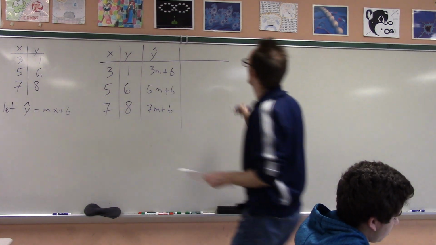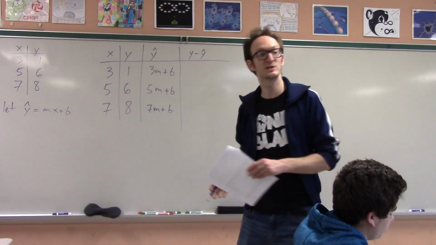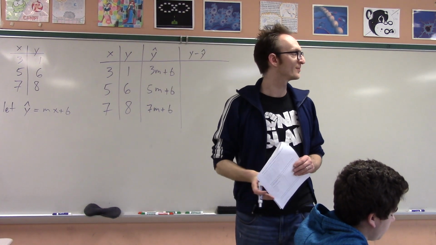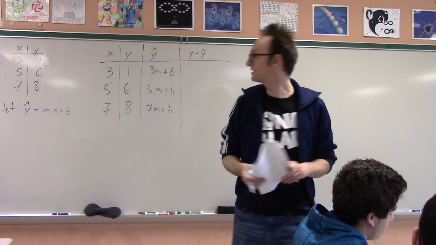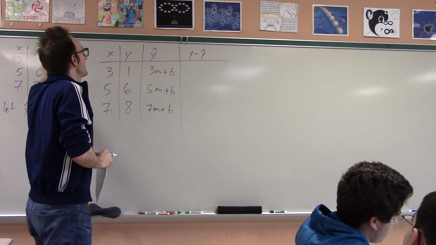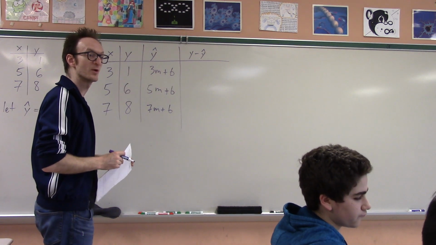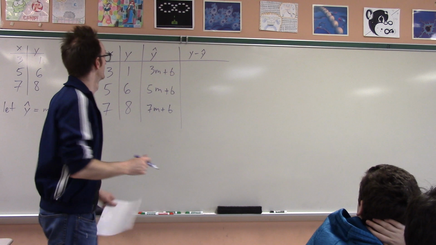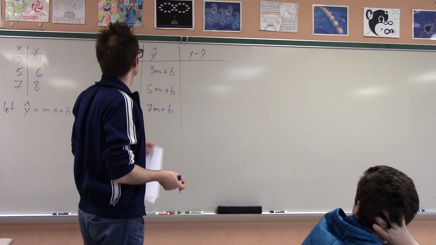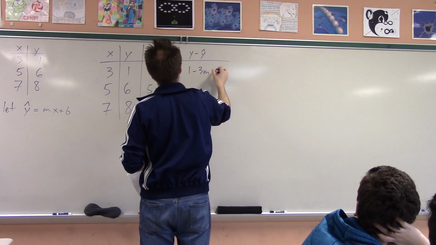Now what I want is y minus y hat, which is the residual. Who's with me? What is the first residual? Well, the actual y value was 1, and the y value that was predicted was 3m plus b. So what do we get? 1 minus 3m minus b. So we get 1 minus 3m minus b.